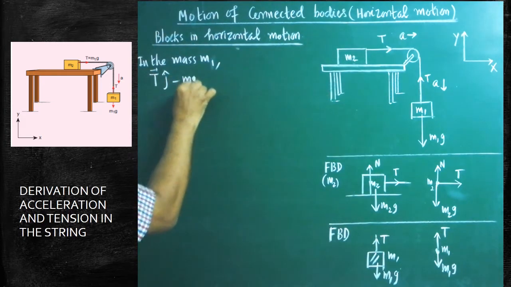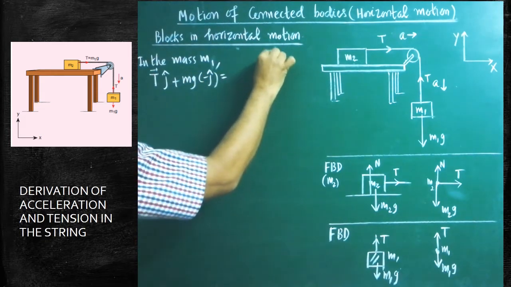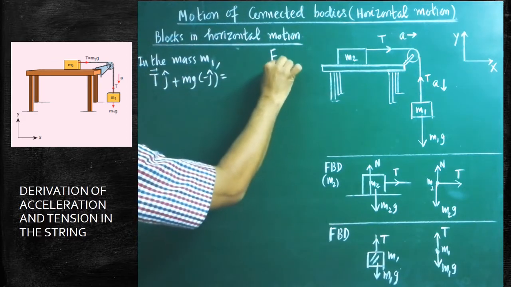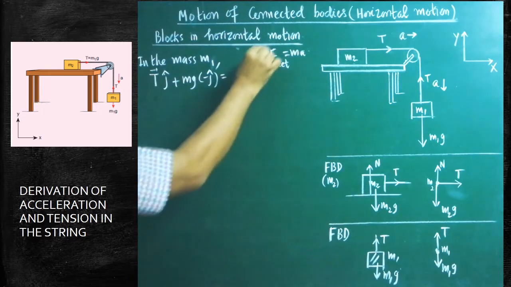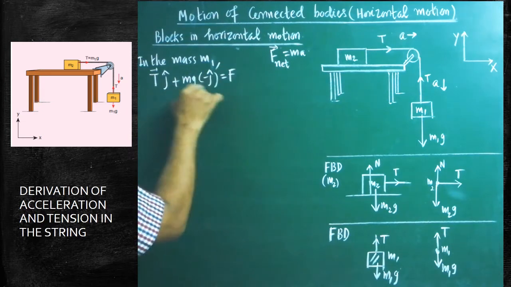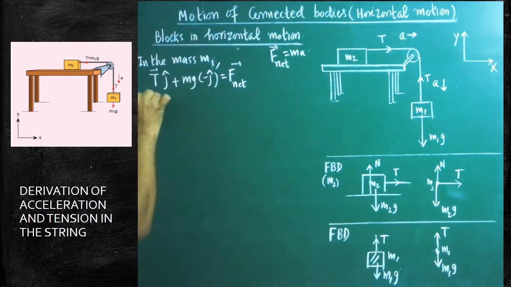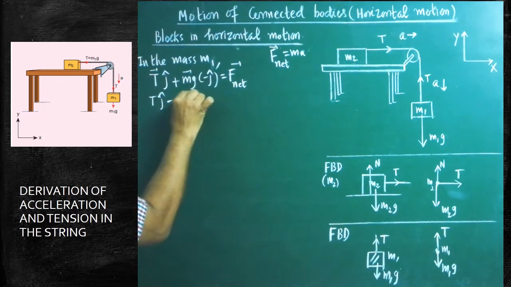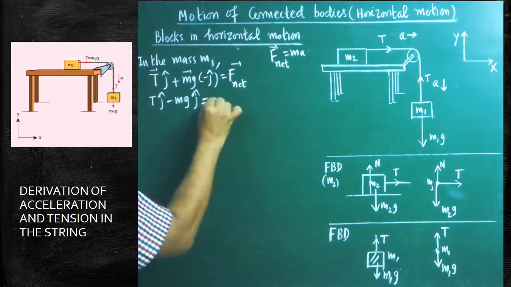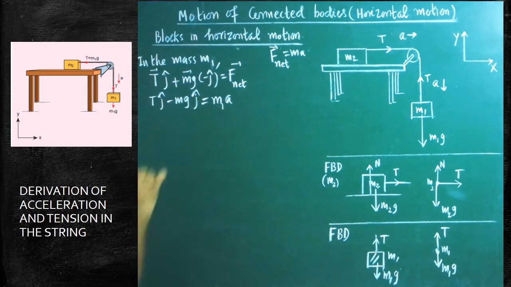Therefore, you write T j cap minus M1g j cap, equal to what? As per Newton's second law, if these two forces are added, that will give you the net force. The net force formula is M into A, which is also a vector. So here, if both are added, you get the total force, called the net force. In the next step you write T j cap minus M1g j cap, which is equal to, instead of F net, you can write M1a. This net force is acting on mass M1, therefore M1 must be written everywhere.